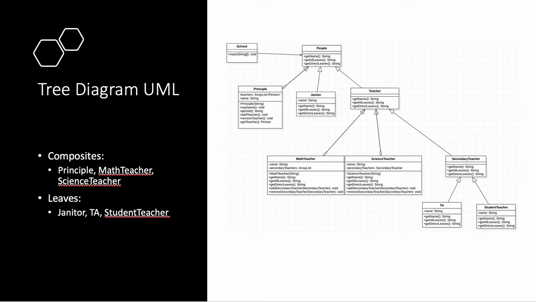A more in-depth example of the composite pattern is a tree that has composites below an initial composite, or at a similar level to another composite. So here, the principal, the math teacher, and the science teacher are all composites, while the leaves are the janitor, the TA, and the student teacher.